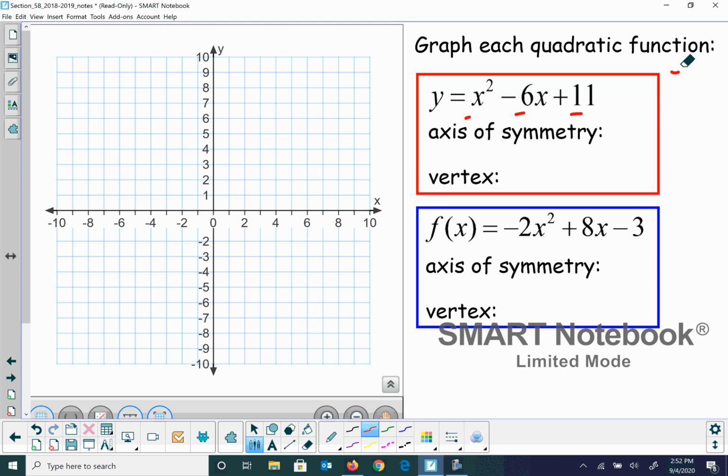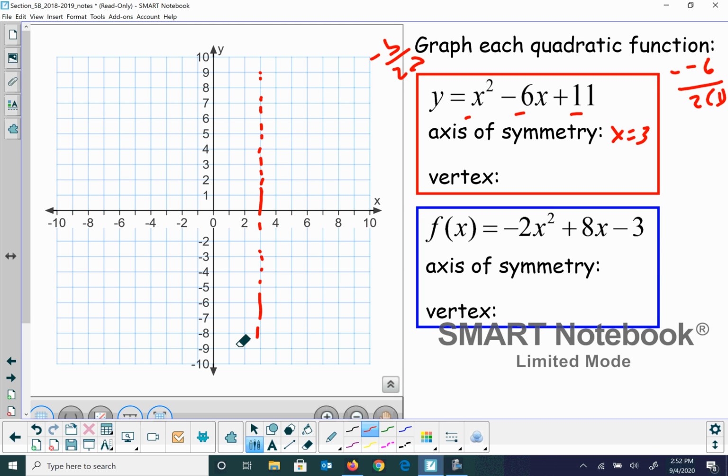So I get negative b over 2a. Remember, I'm using negative b over 2a to find my axis of symmetry. So negative 6, that's 6. 6 over 2 is 3, so I get x equals 3. So I draw this, my dotted line.